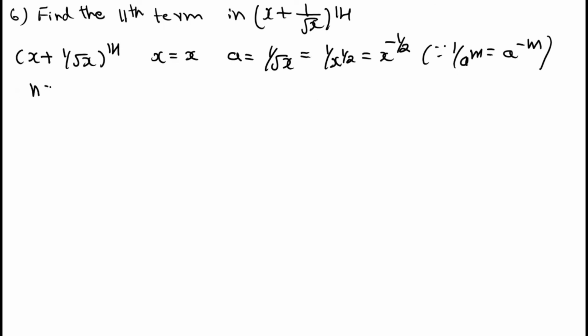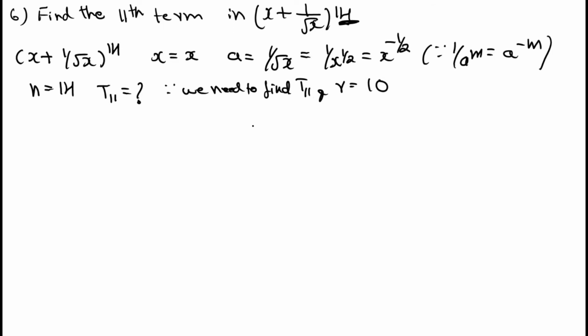And index n equal to 14. Here you can see power index n is 14. Question is T11 equal to question mark. Since we need to find T11, what is R value? R value is 1 less than the required value. R value equal to 10. Okay. In the next step, see, write the formula TR plus 1 equal to NCR into x to the power n minus r into a to the power r. Question is 11th term. How to write 11th term in the form of TR plus 1? T11 equal to T10 plus 1.